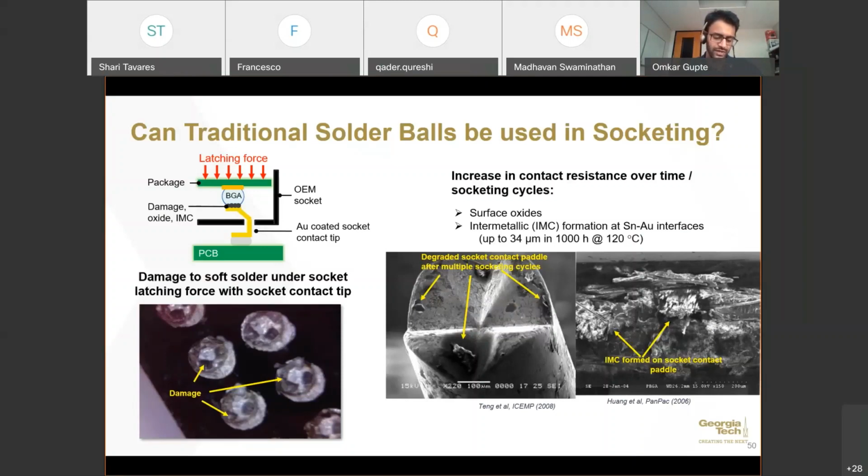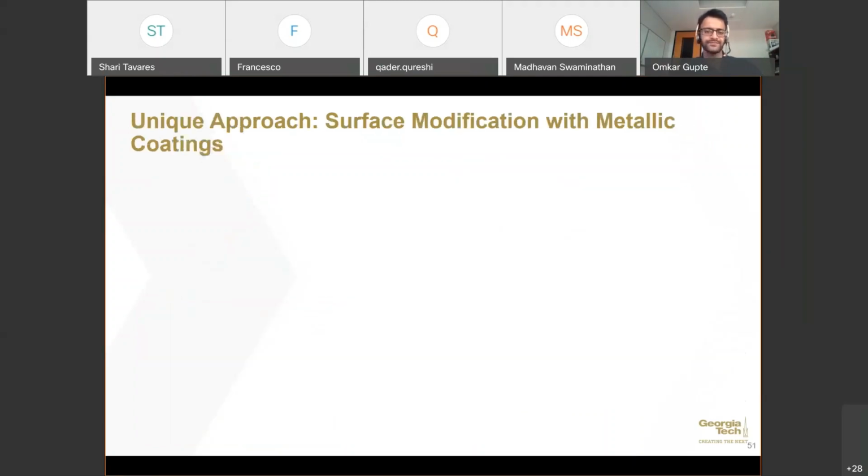So hence, at Georgia Tech PRC, we have been working on a system where we develop a BGA based interconnection system which can be used both simultaneously in socketing and SMT applications, and we do that by a surface modification of the solders by metallic coatings.